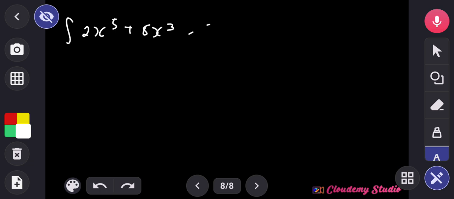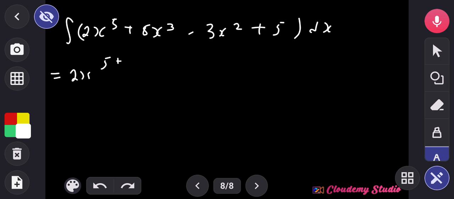Let's take for an example. Let's say we have something like integrate 2x raised to power 5 plus 8x raised to power 3 minus 3x raised to power 2 plus 5, everything in brackets, dx. What are we going to be having? We're going to be having 2x raised to power 5 plus 1.